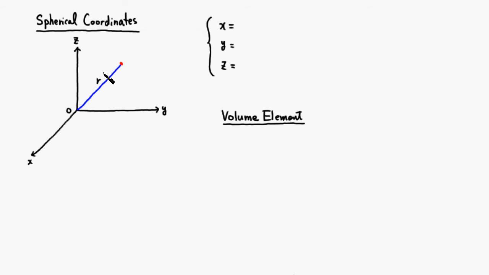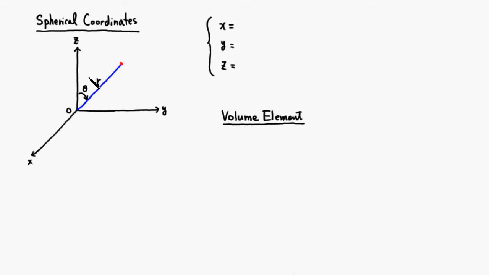Then what we want to do is find the x coordinate, y coordinate, and z coordinate in terms of r, theta, and phi. Theta is going to be the angle this blue line segment makes with the positive z-axis. So this is going to be theta right there.